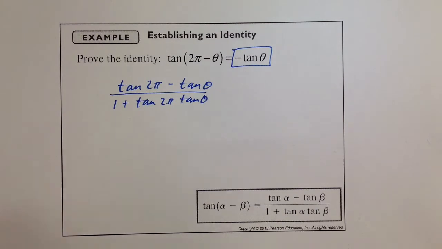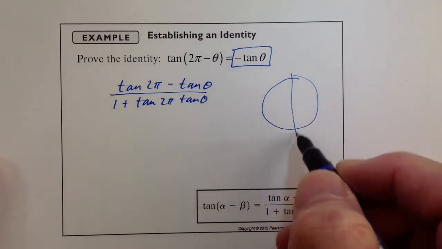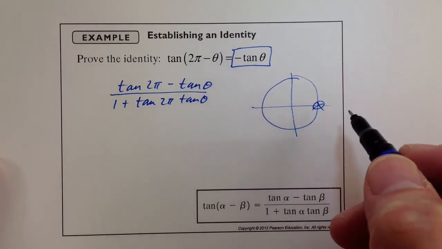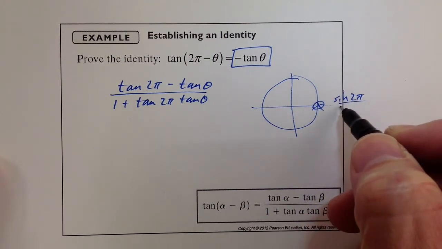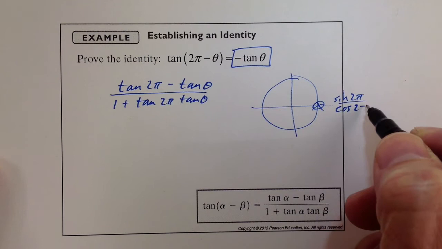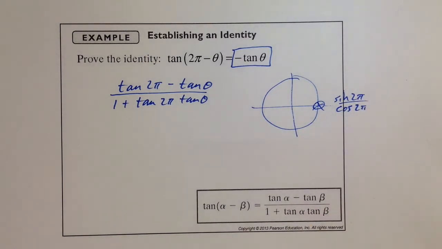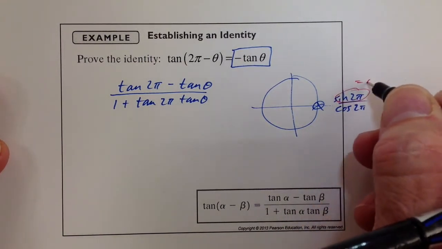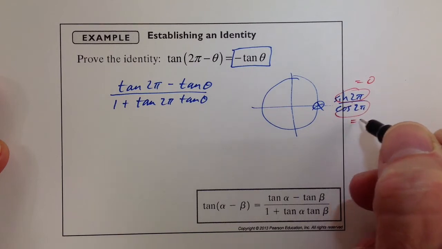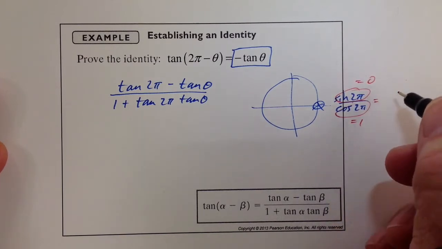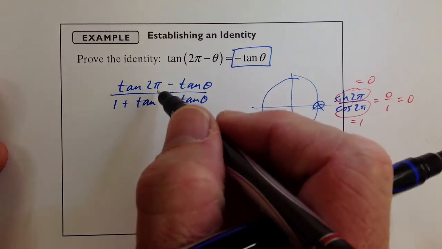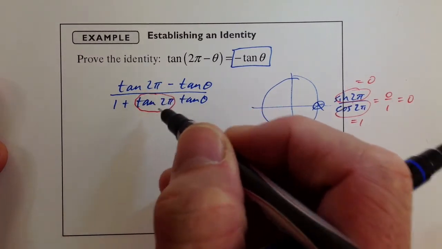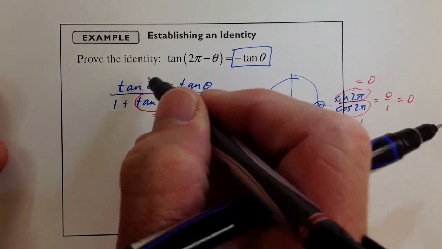Now we just have to remember what is the tangent of 2 pi. Okay, well 2 pi is right there. We know that the tangent is the sine of that angle over the cosine of that angle. And we know that the sine of 2 pi is equal to 0. Cosine of 2 pi is equal to 1. So we have 0 divided by 1, which is 0. So everywhere we see a tangent of 2 pi, we're going to replace that with 0.